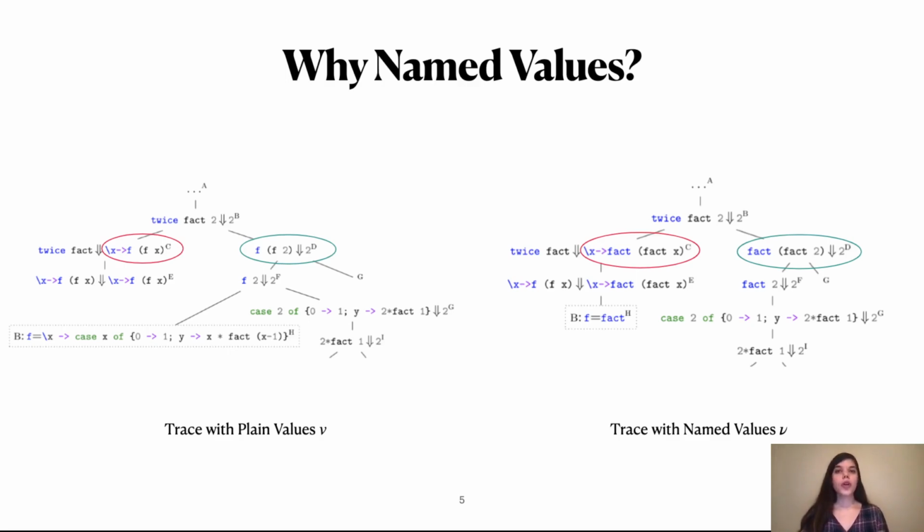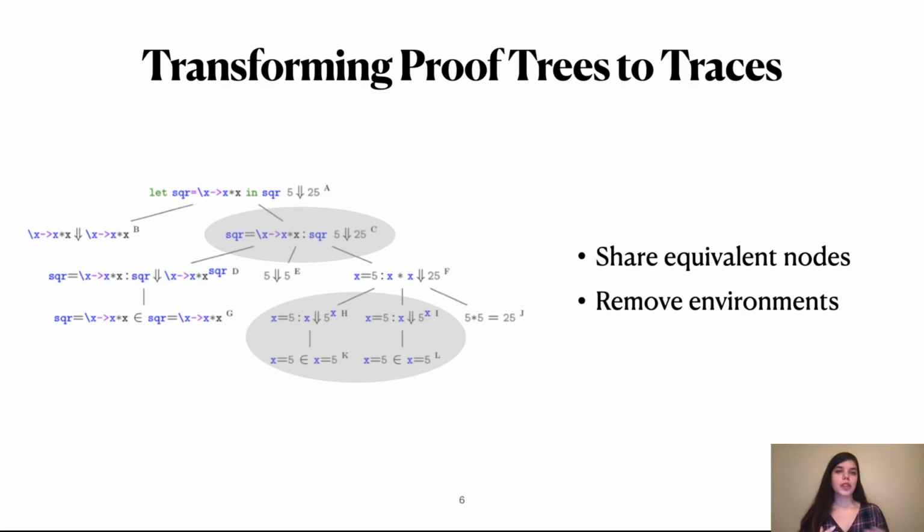Now, we all know that proof trees can be considered as a declarative view for the execution of a program. If we look over here at a proof tree for the program square root of 5, we see that we have these nodes H and I, and K and L, equivalent. Also, we have environments in our nodes. So to go from proof trees to traces, we want to share our equivalent nodes and we also want to remove the environments. Let's look at it step by step.